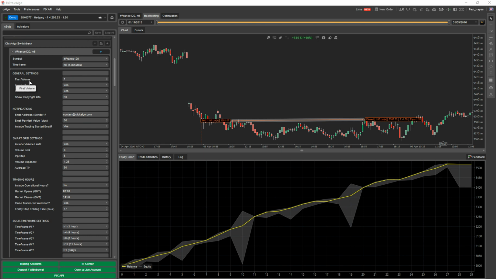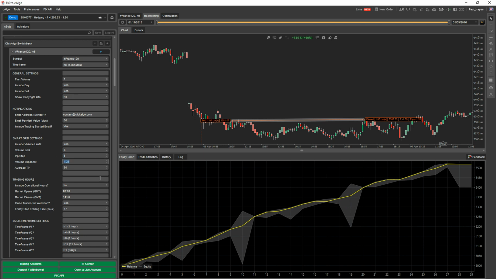Regarding the smart grid strategy, you've got the first volume here. It works by retracement, so every time it goes back, like down here, it's got pip steps. If the trend is, say, long and it retraces 5 pips, it'll open up another long position. The first volume will be this volume here. So for France 120 it's 1.